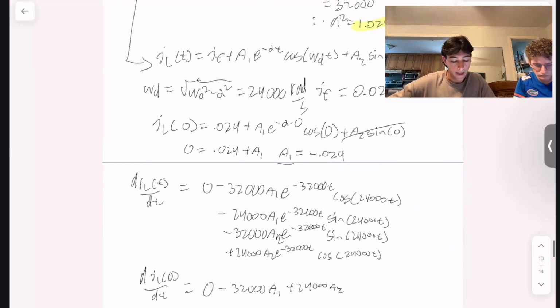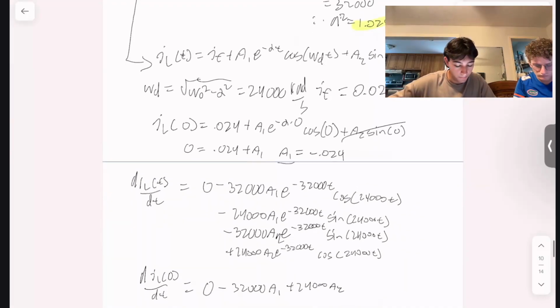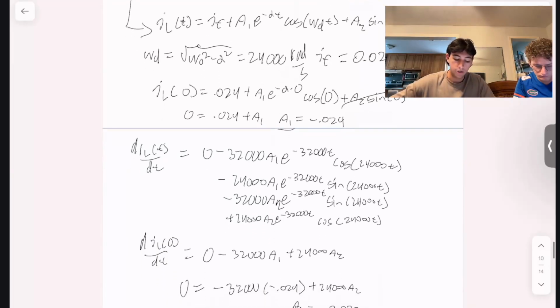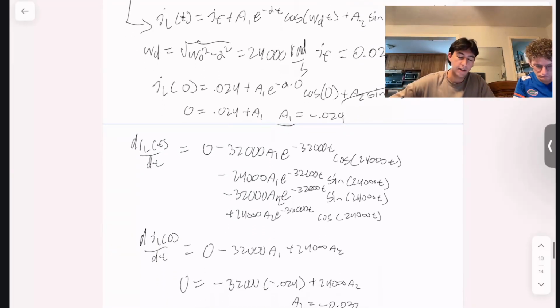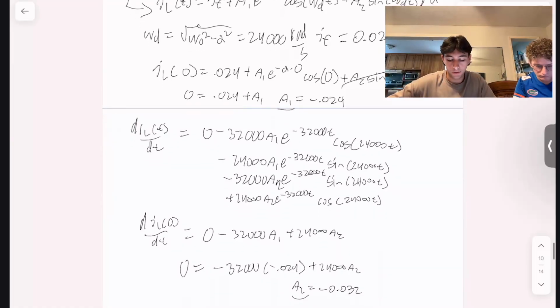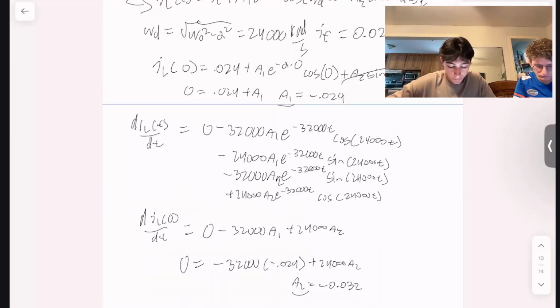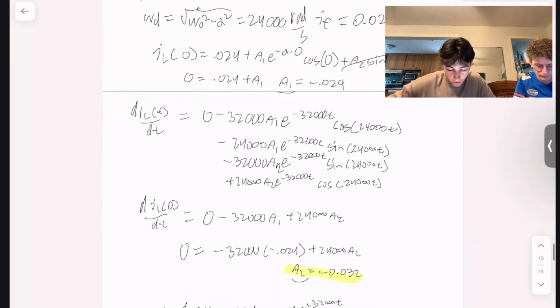So now we can plug in time equals 0. di dt at 0 equals 0 minus 32,000 A1 plus 24,000 A2. Since we have e to the 0 many times, that's just equal to 1. All your sine terms are going to be 0, like I said before. We know A1, so we can plug in the value of that, solve for A2, equal to negative 0.032.